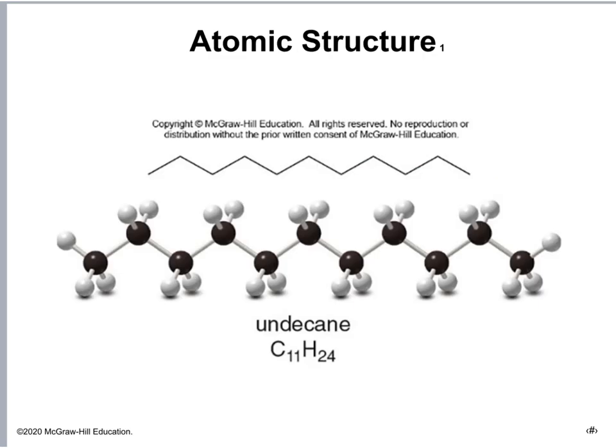All right, so this is undecane. That means there's 11 carbons. You see it's kind of like the Charlie Brown zigzag. The reason why it's a zigzag is because these have free rotation, so they can rotate around this single bond. And you'll find that these are called acyclic alkanes because they're a straight chain.